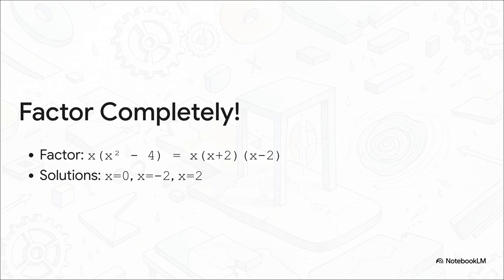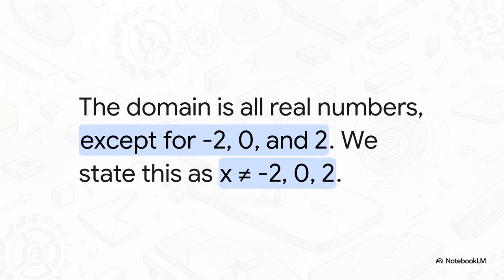Now we just set each of those to 0, and we get three distinct danger zones, 0, negative 2, and positive 2. And that gives us our final answer. The domain is all real numbers except for -2, 0, and 2. See, the process works no matter how complicated that denominator might look at first glance.